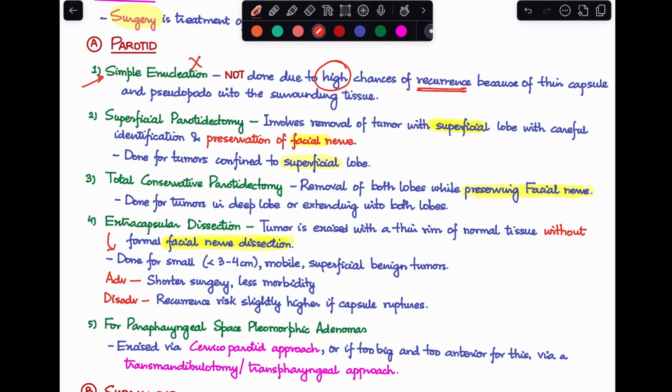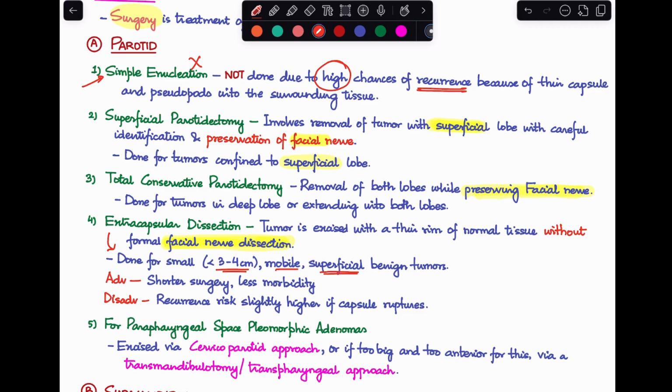We can only do this if the tumor is very small, about less than 3 to 4 centimeter, and it is mobile and it is a superficial benign tumor. The advantage of this is that the surgery is much shorter and less morbidity to the patient. However, the only disadvantage here is the recurrence risk can be slightly higher if in case the capsule ruptures during the time of surgery.